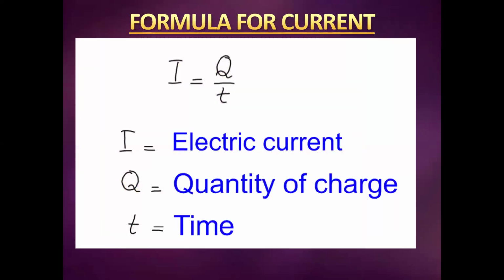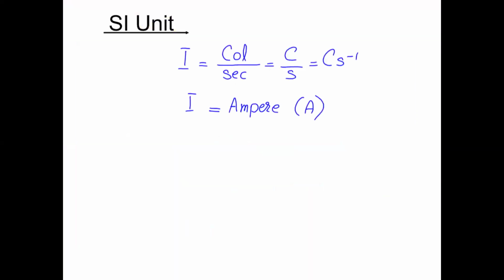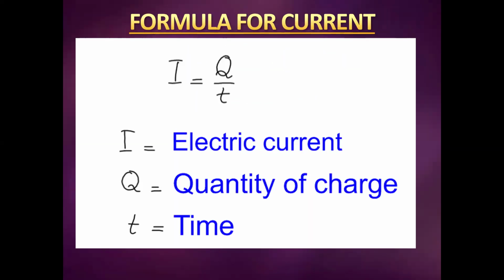Now, formula for current. I is equal to Q upon T. This is the fundamental formula where I stands for electric current, Q stands for quantity of charge, and T stands for time. This chapter, current of electricity, is rich in formulas.